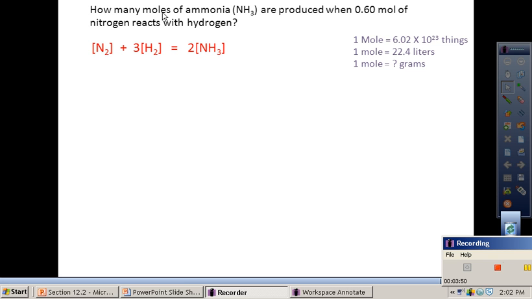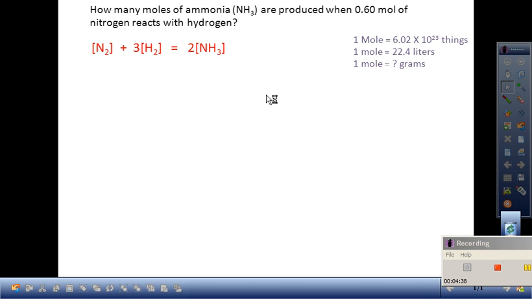But now when you get to the question, just figure out what are we starting with and what are we trying to figure out. How many moles of ammonia are produced when 0.6 moles of nitrogen reacts with hydrogen? Well, we're starting off with 0.6 moles. We're trying to figure out how many moles of something are produced when we have that.